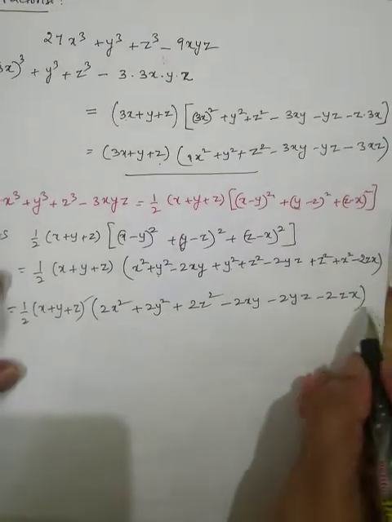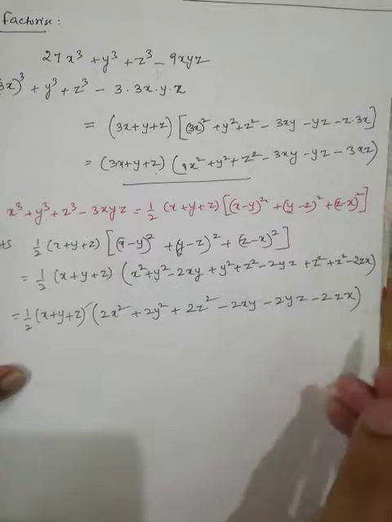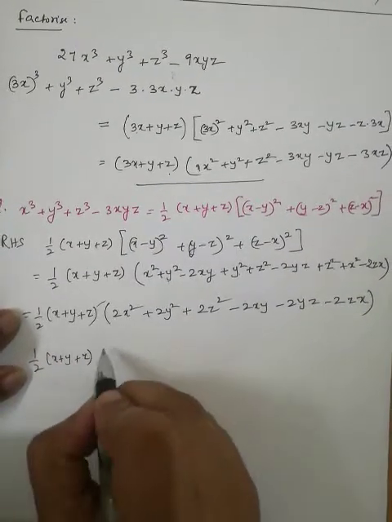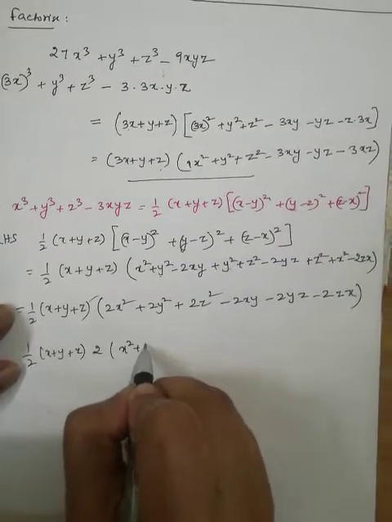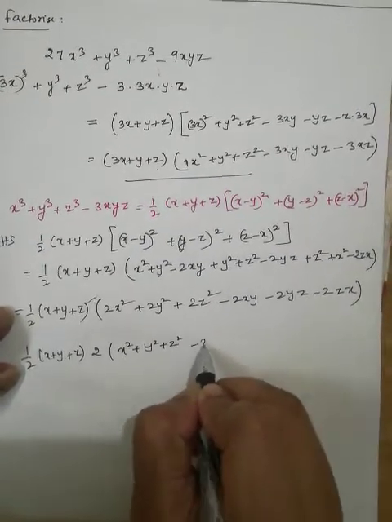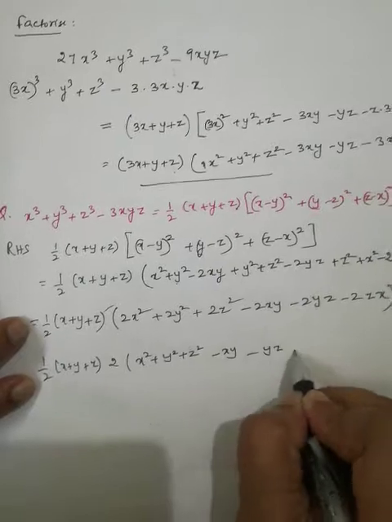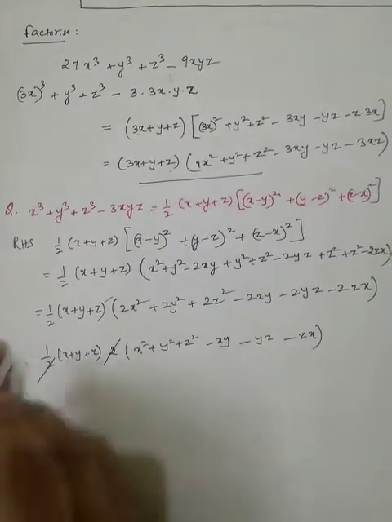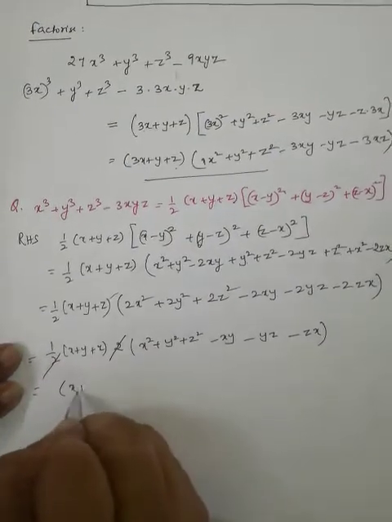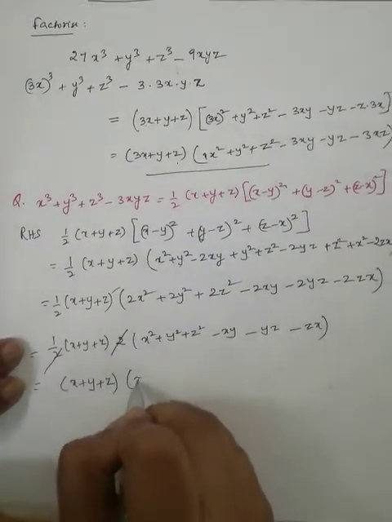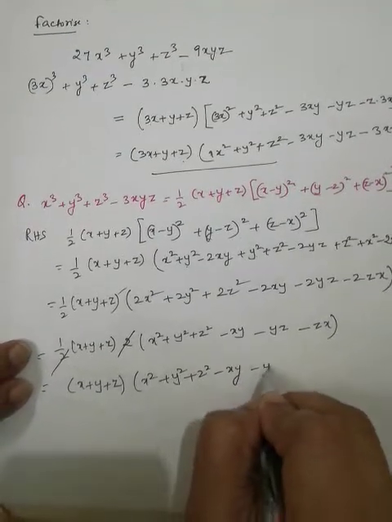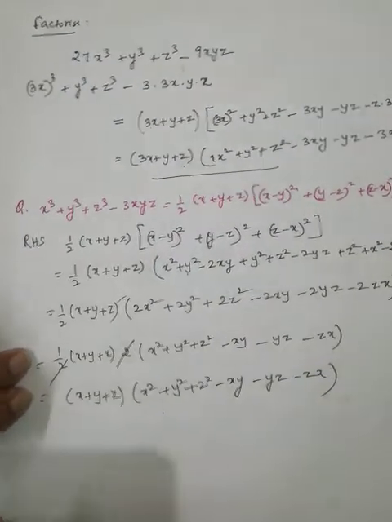You can see that 2 is there in all the terms here. So let us take 2 common. So what you get is x square plus y square plus z square minus xy minus yz minus zx. This 2 and this 2 gets cancelled. Right? So what do you get? x plus y plus z times this. You get this much, right?